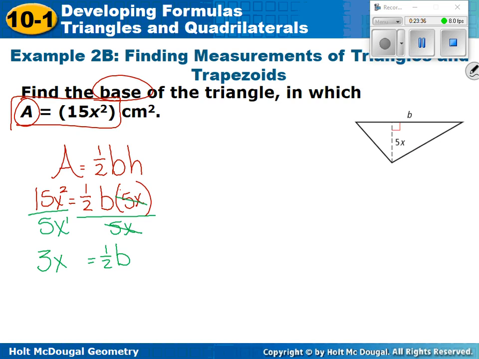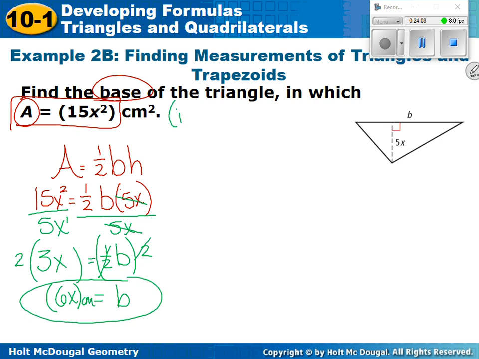All right, and then we still need to get b by itself, so what do we need to do? A lot of people say divide by 1/2, but really when you're dividing with a fraction, that's the same as multiplying by the reciprocal. Christian, you with me? Okay, so I'm going to multiply both sides by 2. So b is equal to, the 2 and 1/2 cancel. What's b equal to? 6x, and what are my units? Centimeters.